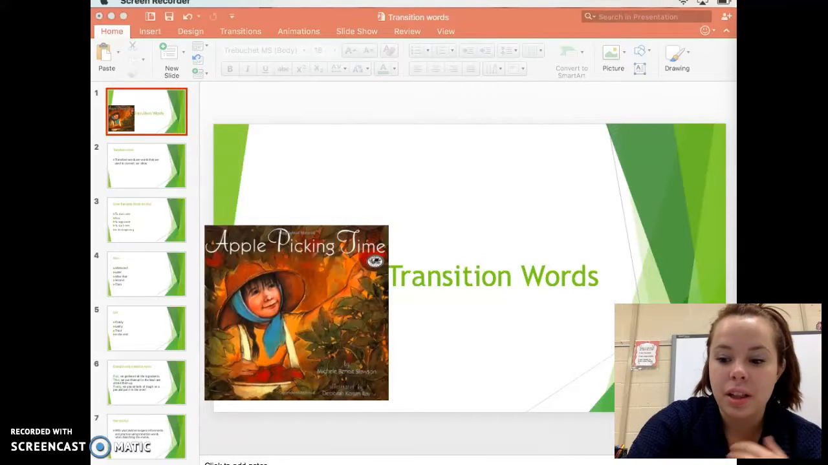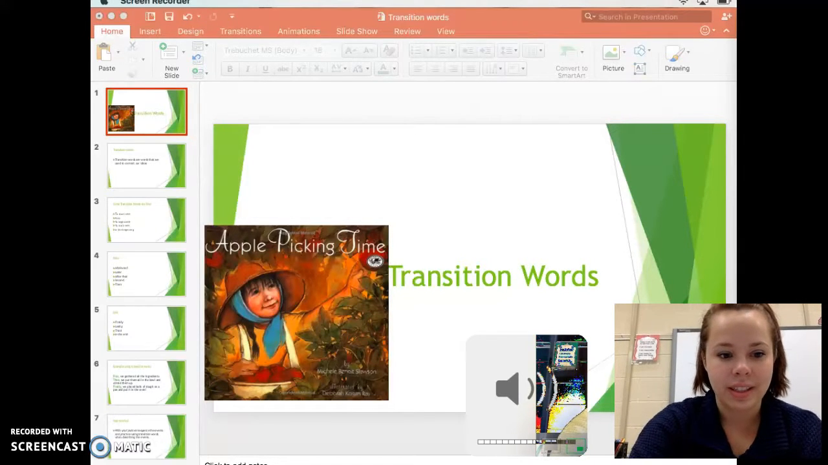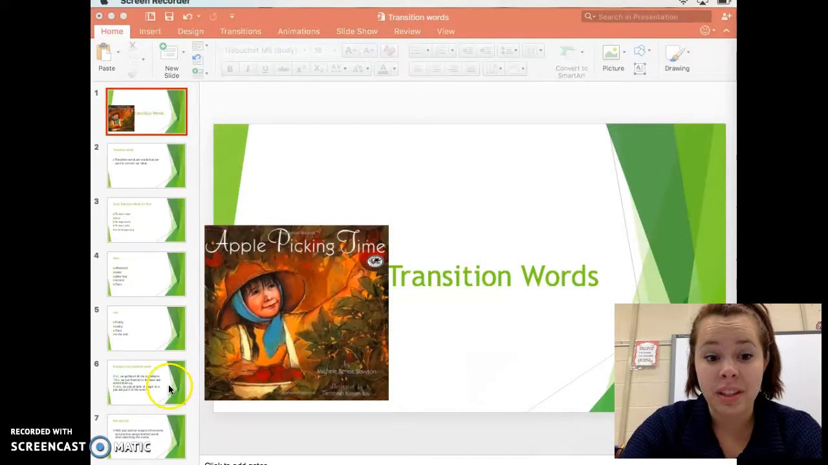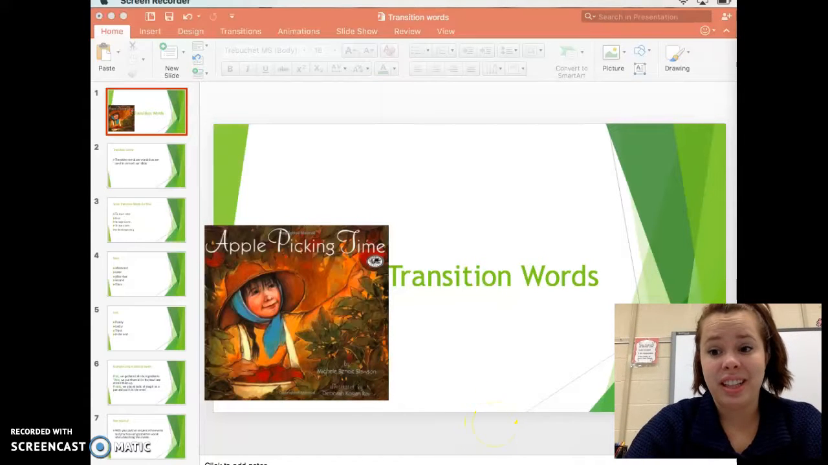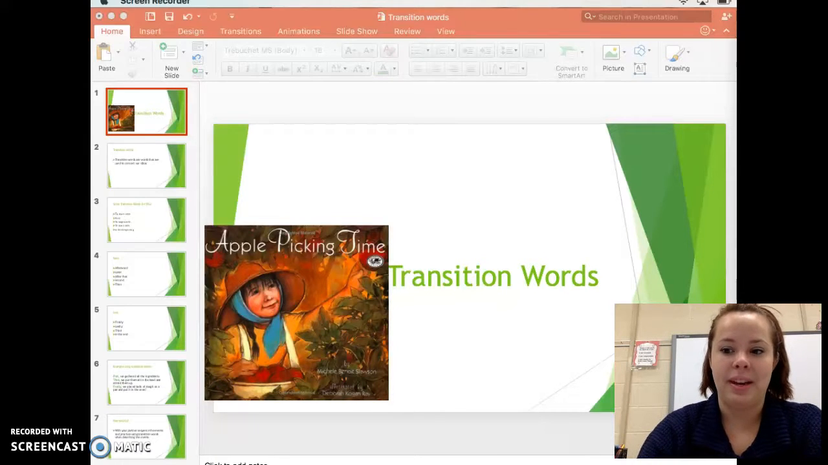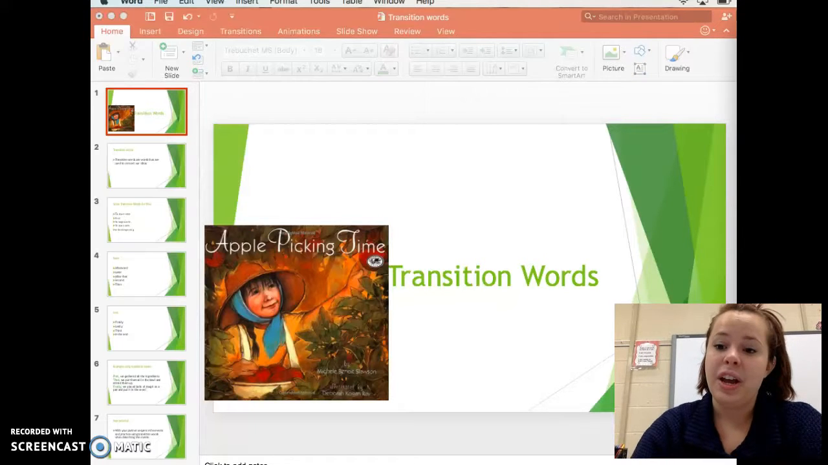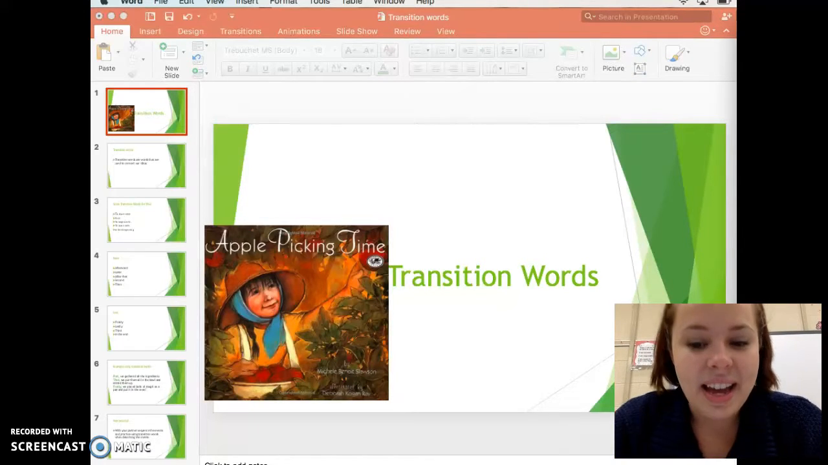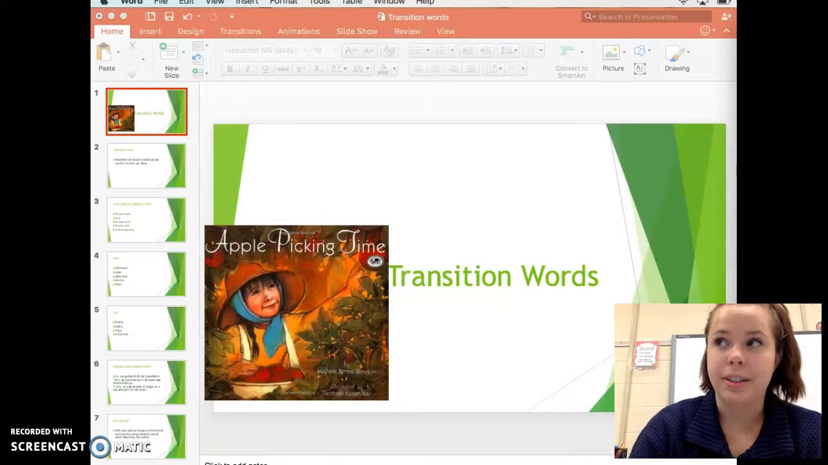Alright, so today we're going to learn about using transition words. I like to start with the story Apple Picking Time by Michelle Slauson. I'm sorry if I'm saying that wrong. I like to read this and really point out the temporal words she uses, and then also ask who's telling the story, what is she describing, do you have any moments like this, and then, at the end of the story, ask, what are temporal words?